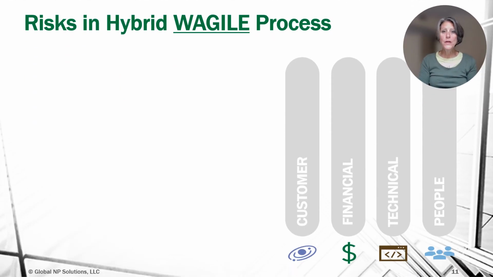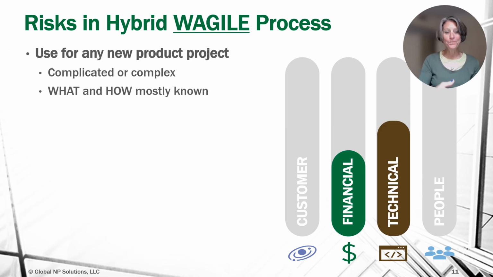So next we're going to talk about a hybrid process, which is the WAGILE process. Again, WAGILE is a made-up word that blends waterfall and agile, and it is a hybrid process because it's in between, taking the best of the discipline from waterfall and the best of flexibility from agile. So this can be used for any new product project, whether they're complicated or complex projects.